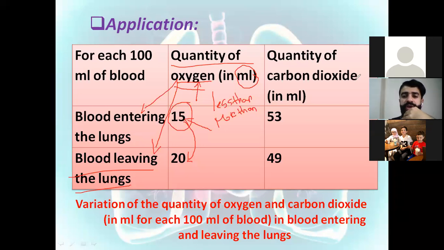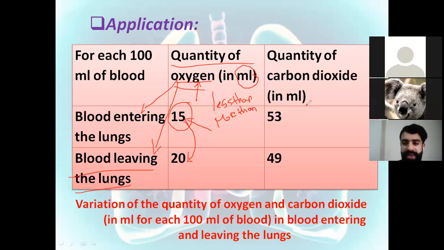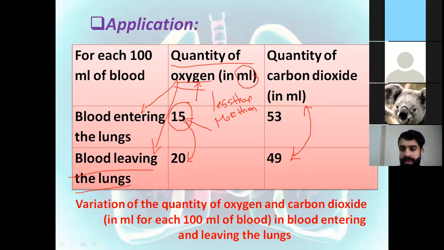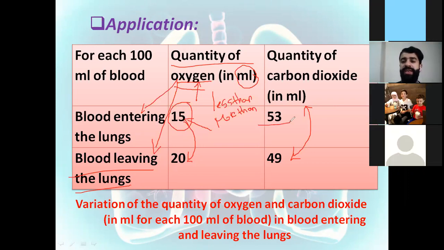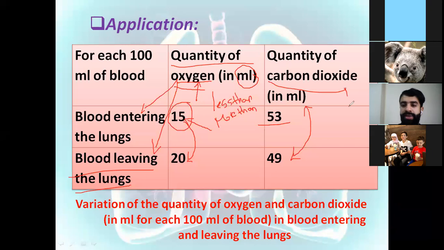Can you compare carbon dioxide here in the blood entering and the blood leaving? When the blood was entering, the carbon dioxide was 52 milliliters, and 53 milliliters, which is less than or greater than? It is greater than the quantity of carbon dioxide in the blood leaving the lungs.